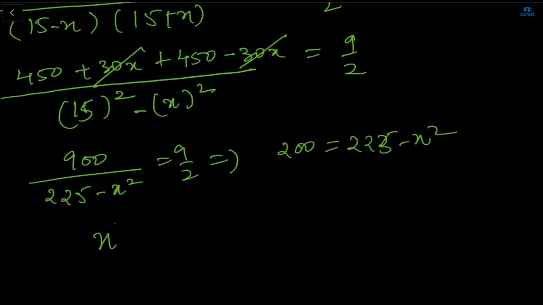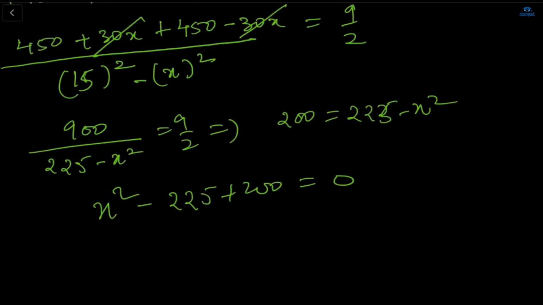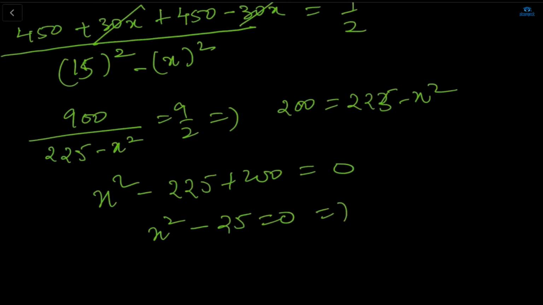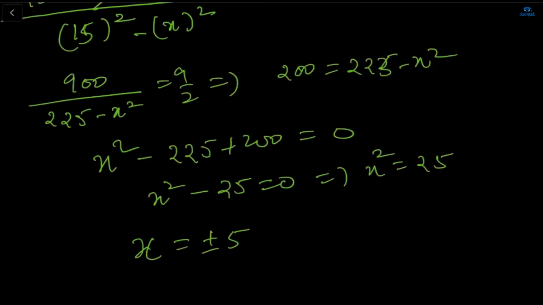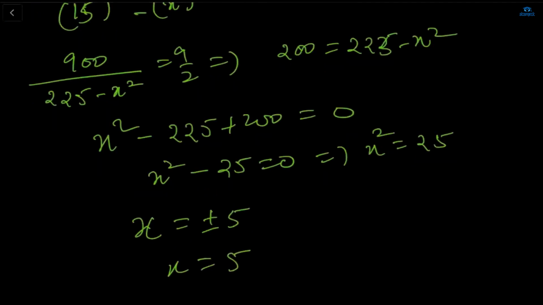Bring it to one side, x square minus 225 plus 200 is equal to 0. So you will get x square minus 25 is equal to 0, which implies that x square is equal to 25. So root लेके आप, so x will be plus minus 5. Okay. Now again, the speed cannot be negative, so you are going to take x value as positive, it will be 5. Any doubt? Any doubt anywhere?